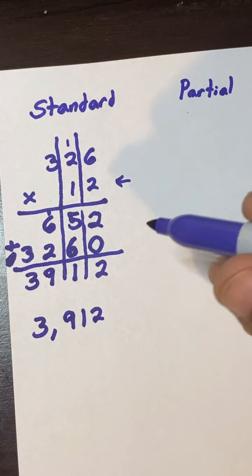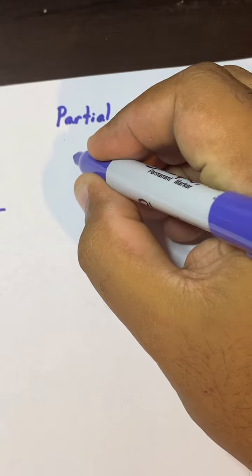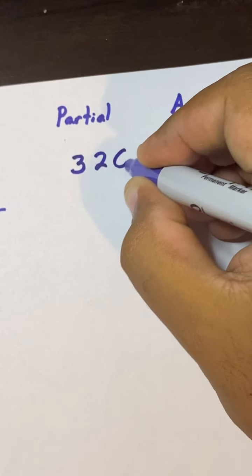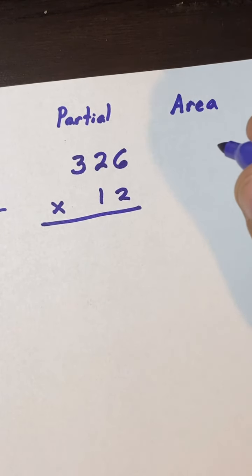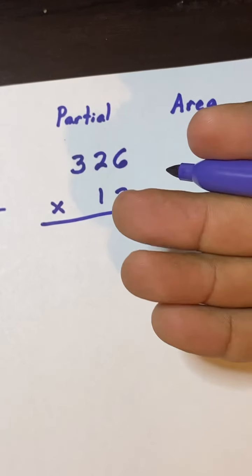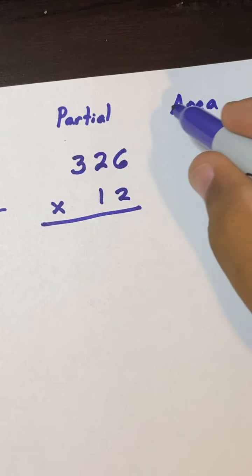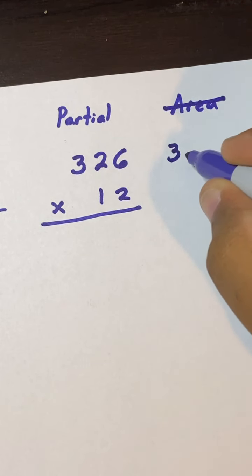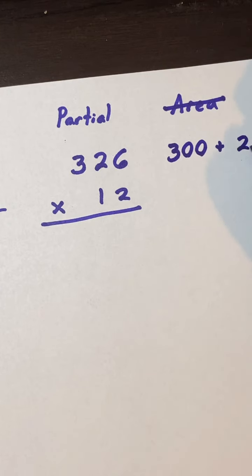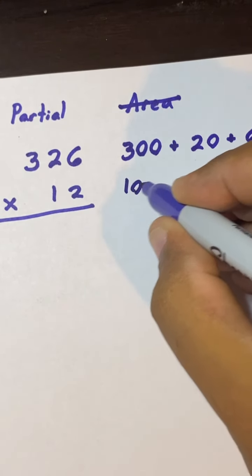So we're going to do the same equation, but this time we're going to use the partial form. So same thing. 326 times 12. This is the form that the kids are currently using right now, or that they're being taught in schools. How it works is like this. We have to separate these numbers. So let's ignore the area form. We're going to stick with partial. This is going to be translated as 300 plus 20 plus 6. And then the bottom number, over here, is going to be represented as 10 plus 2.